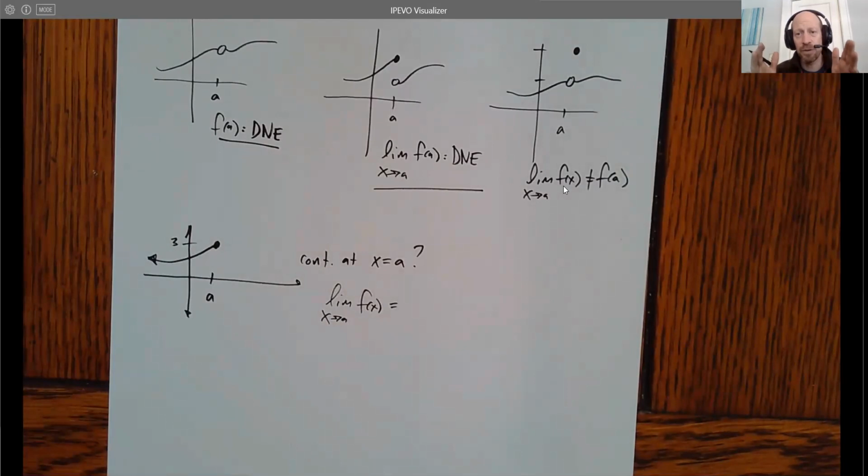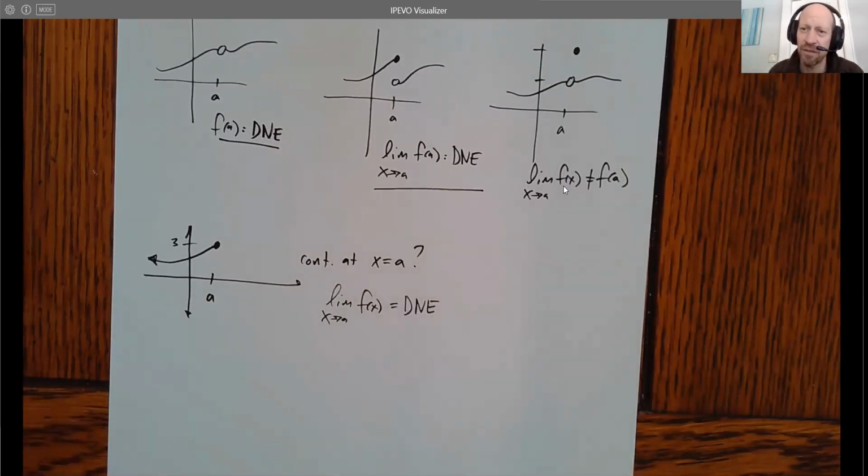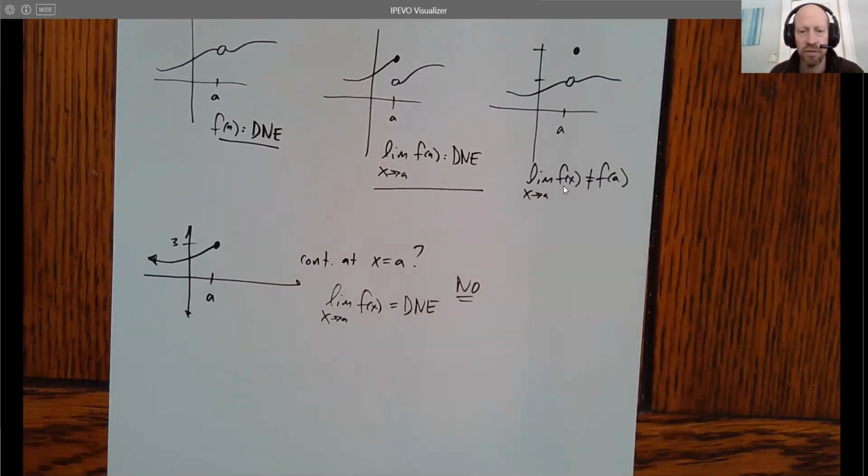Remember, for the limit to exist, what we saw yesterday is that we have to look at a little interval around a, but we have to look on both sides. And the function doesn't even exist for values on the right side of a. So there's no way that this limit can even exist. We have to be able to look at both sides of the point, right, of the x value. So this limit does not exist. So this is a no. This function is not continuous at x equals a because the limit doesn't exist.